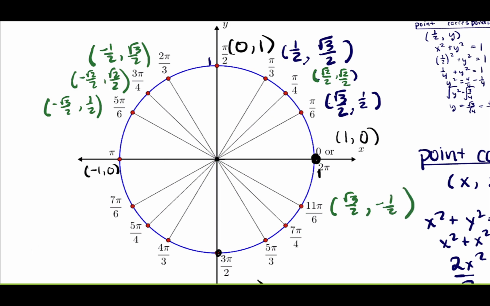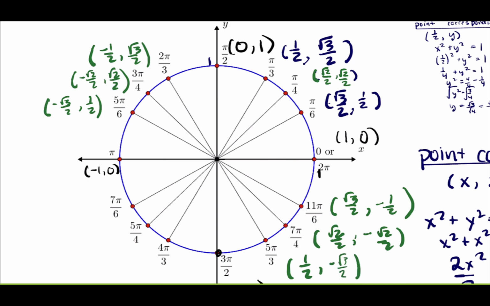To get to 7 pi over 4, I'm going to go right and then down. But because of the symmetry that I see with this point pi over 4, I know that my point is going to be root 2 over 2, comma, negative root 2 over 2. What do you think the point for 5 pi over 3 would be? Use the point from pi over 3 to figure that out. Let's see, did you do 1/2, comma, negative root 3 over 2?